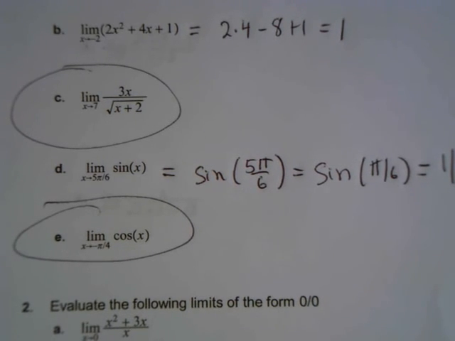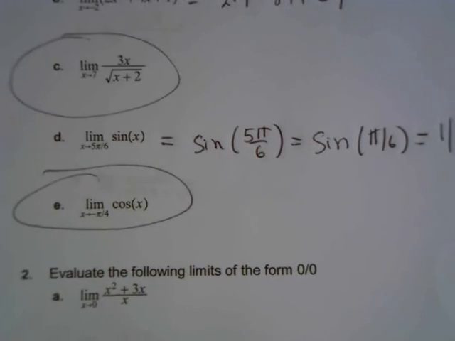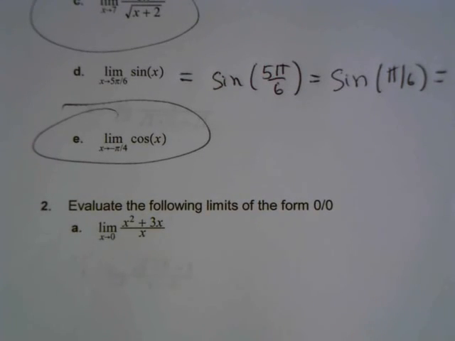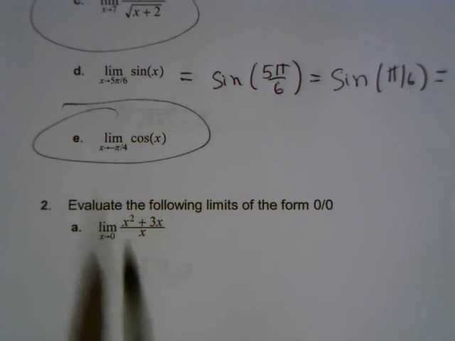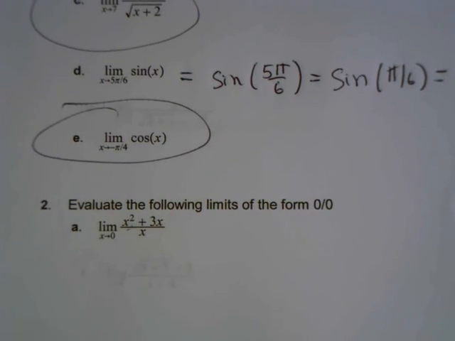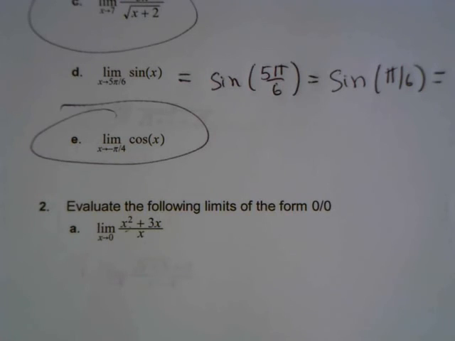Okay, so the crux of this section is what happens when the problems aren't so easy. For example, let's look at 2a. When I try to plug 0 in here, I notice that I get 0 on top. I also get 0 on bottom. And we know, at least we better know, that 0 over 0 is undefined.